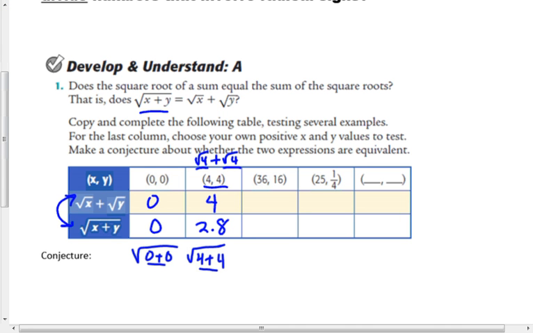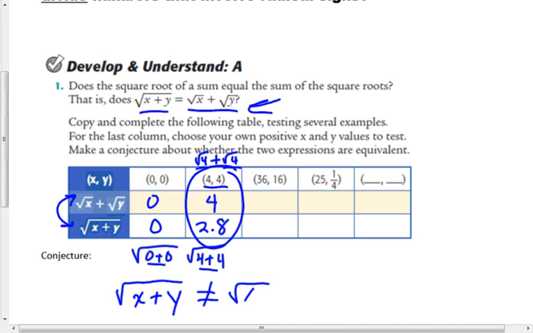And actually, if you wanted to know if this is true, we already know it's not true, because one example that doesn't work is all you need. And that's called a counterexample. So this is a counterexample to this idea. So I'm going to stop there and just say that the square root of x plus y will not equal the square root of x plus the square root of y.